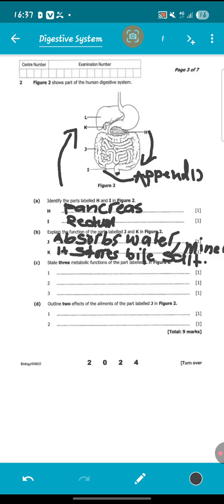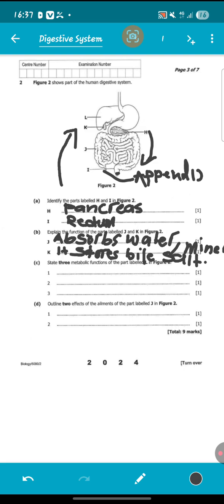So it is involved in the detoxification of harmful substances such as alcohol as well as drugs. Then the other one is, it regulates the what? The blood sugar level. Okay? It converts the excess glucose to glycogen for storage.